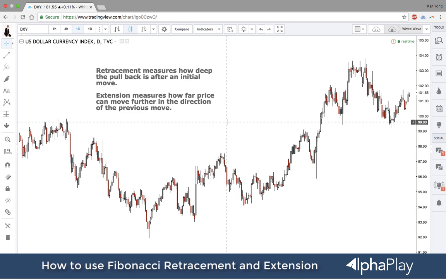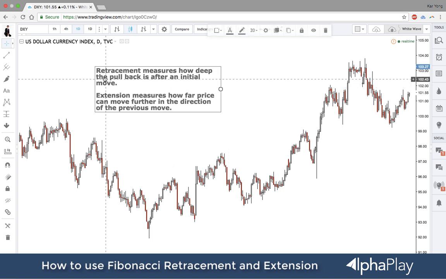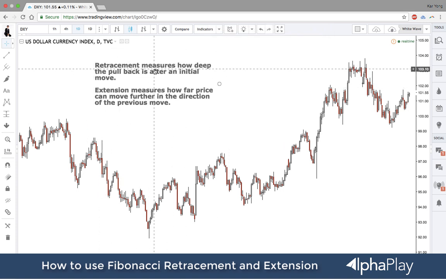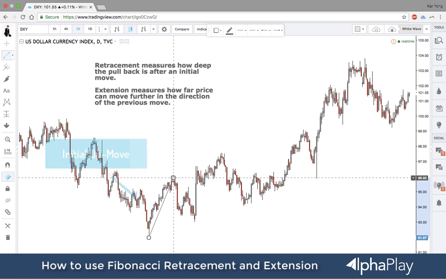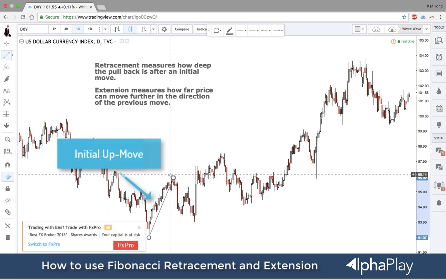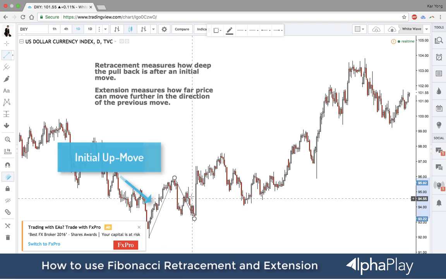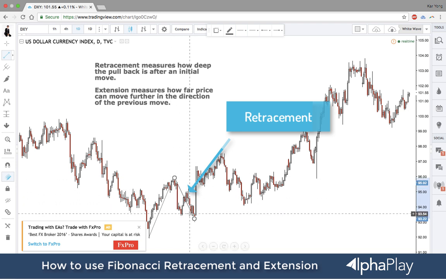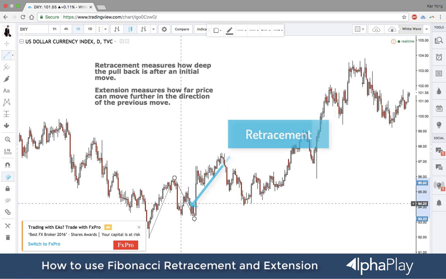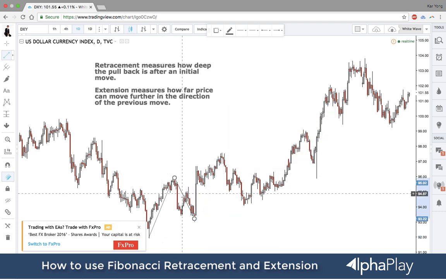Alright, so the concept, as I stated over here in this chart, okay, retracement concept is actually the measurement of how deep a pullback is after an initial move. Alright, so what I mean is that look at this move over here from the bottom to the top. This is an initial up move, and the subsequent move that follows actually moves lower. And this lower move is what we call a pullback, or in some other words, we usually put the technical term and we call it retracement. Okay, so if this is an initial move, this is a retracement.